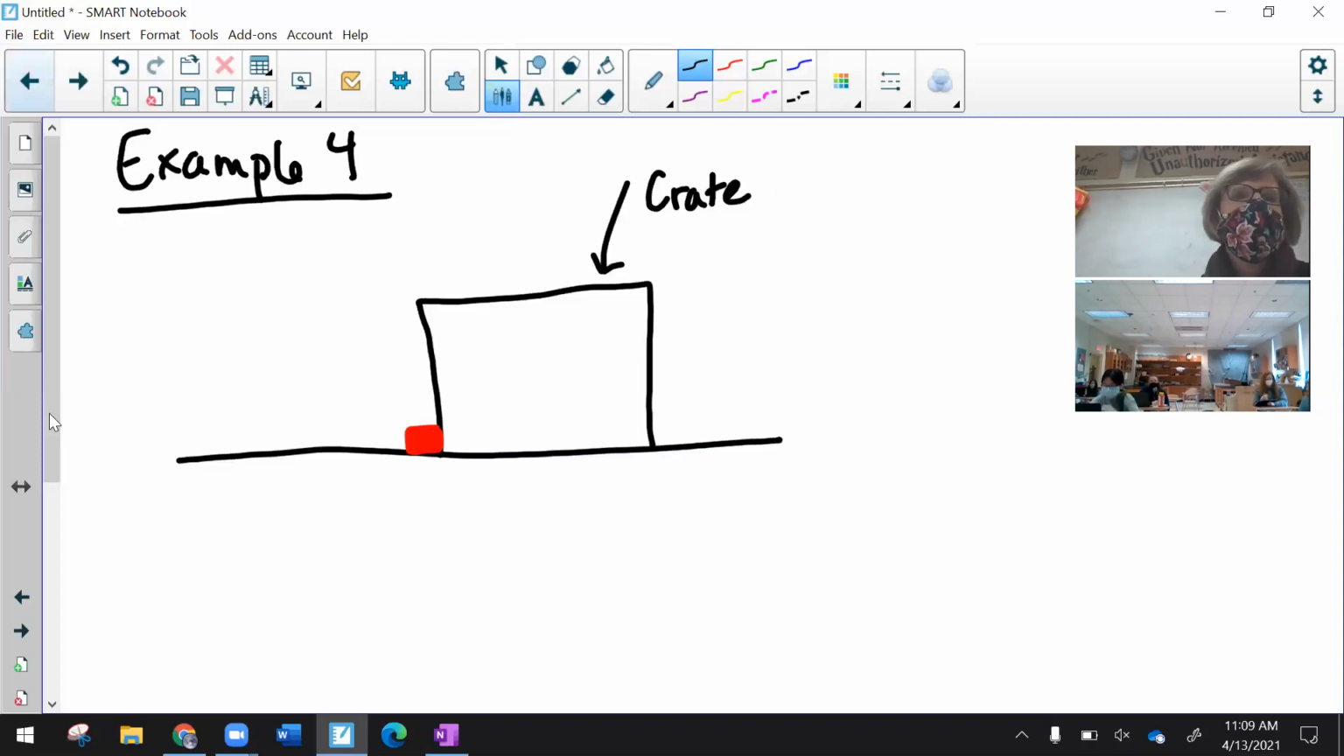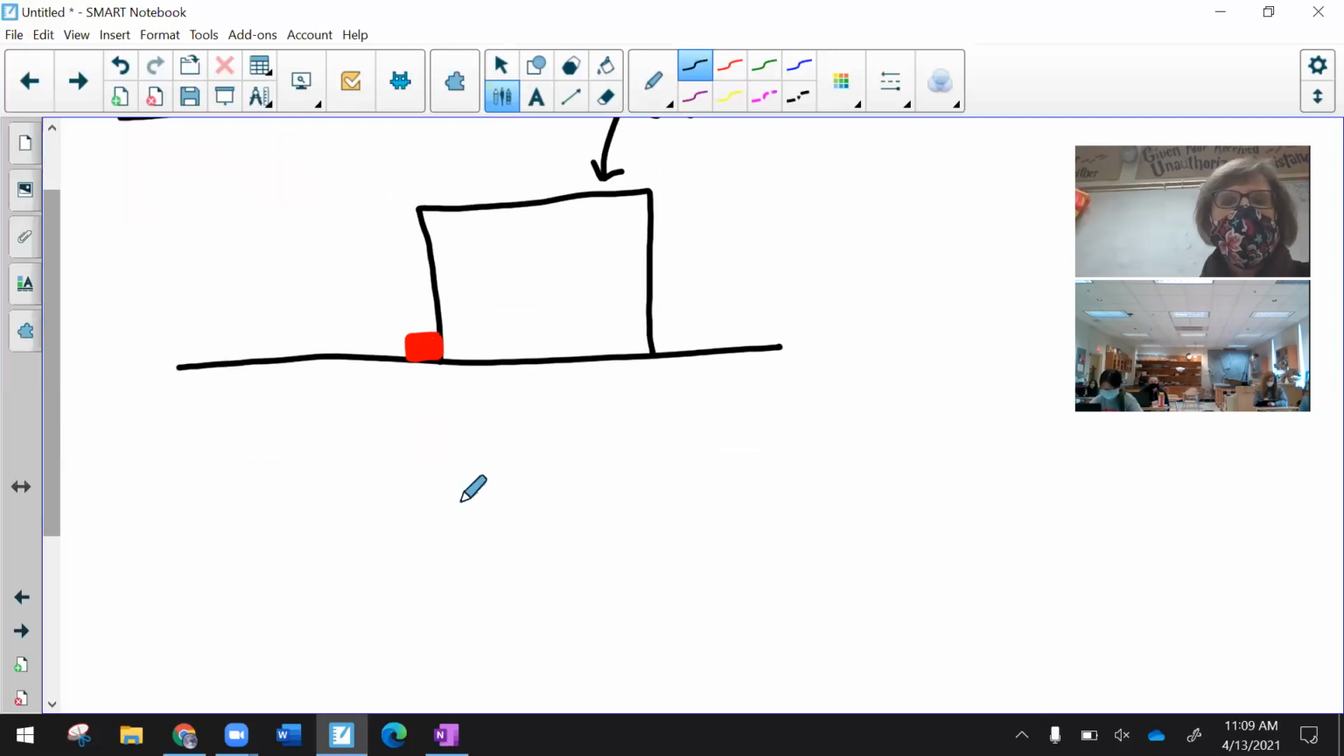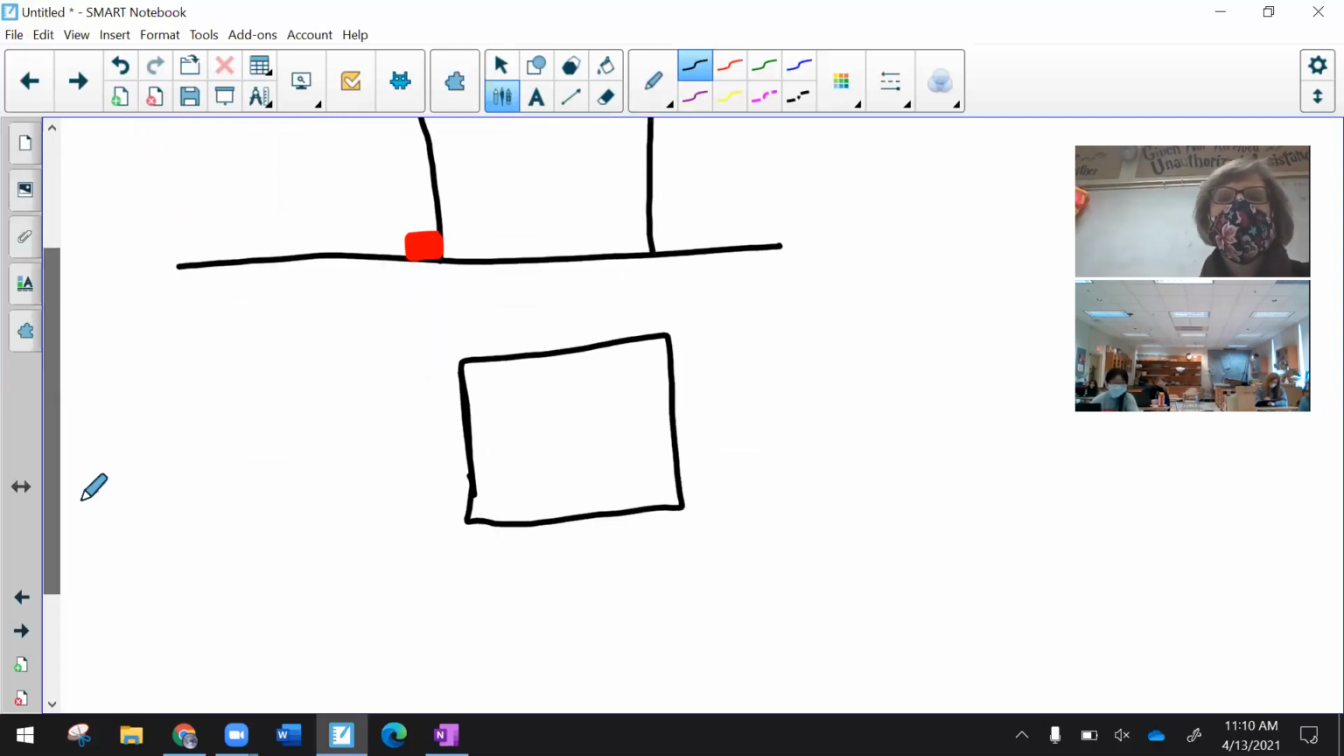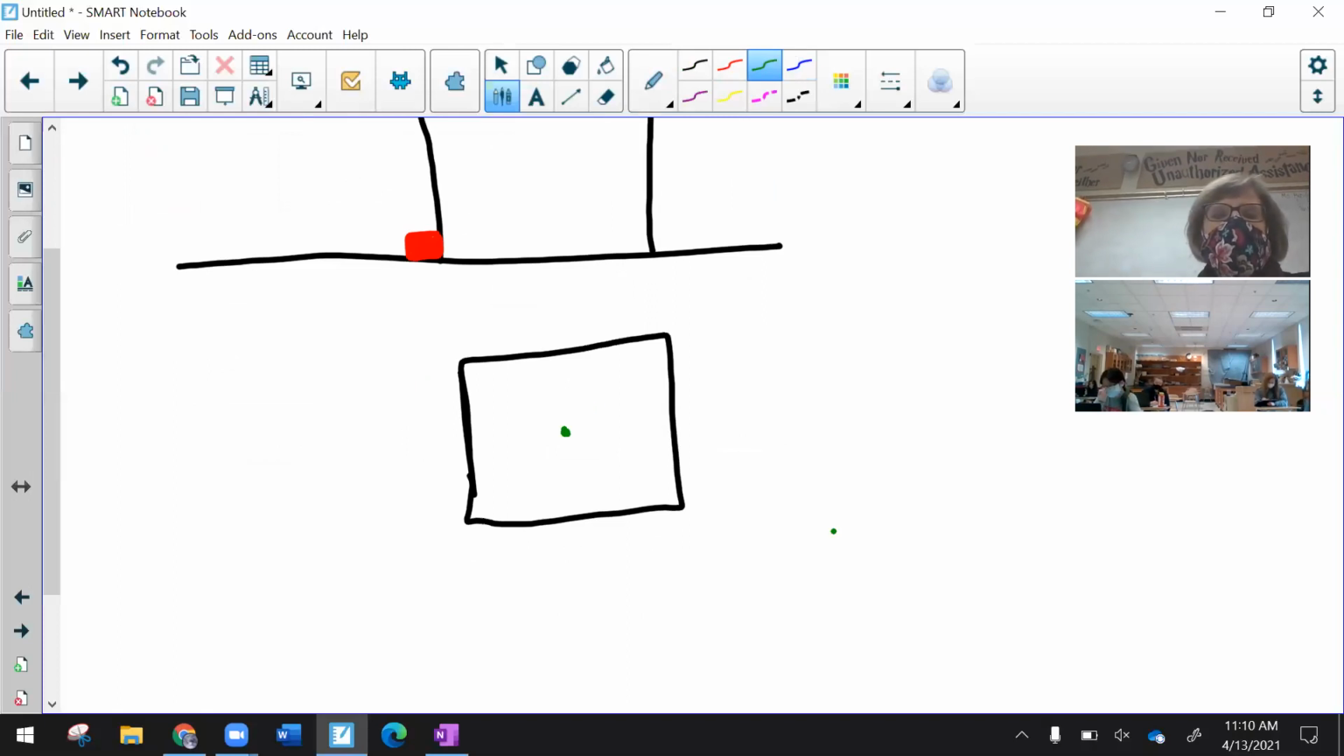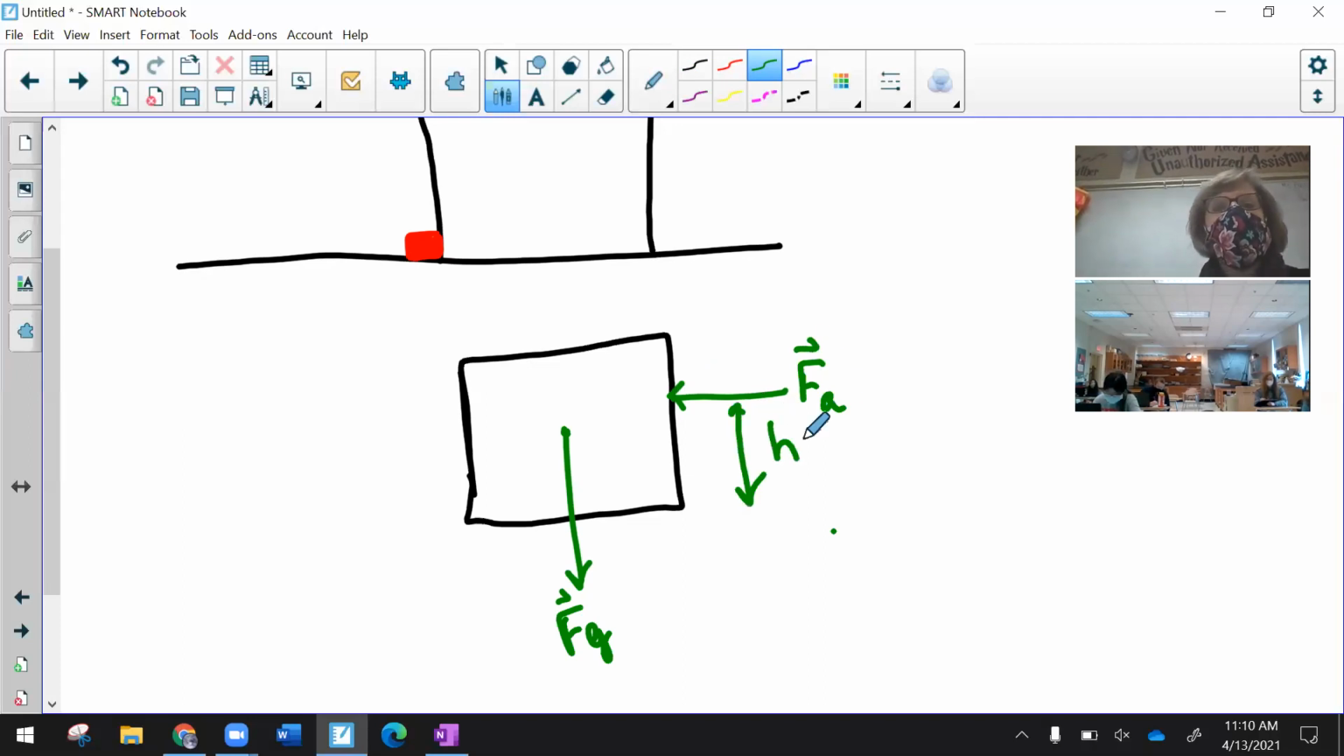There it is. Okay. So we're going to start by drawing a free body diagram. Okay, so once again, there's my crate. And because this is a uniform crate in a uniform gravitational field, Fg is going to act at the center of mass. And then I'm going to have some applied force that's going to act at some height h. And that h is the thing that I'm trying to find.